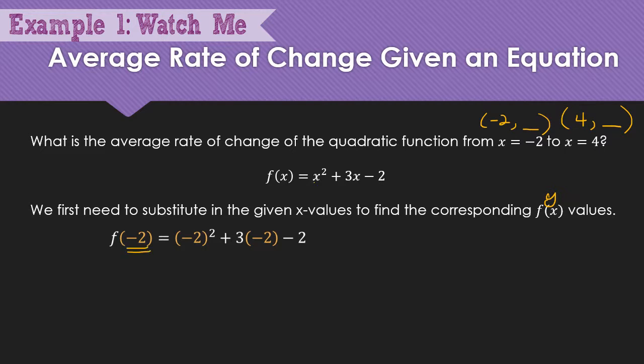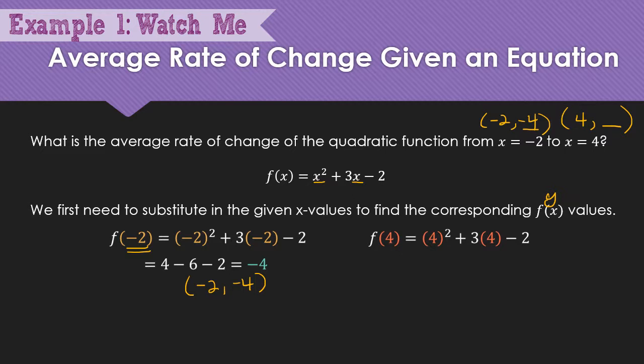So I plug in -2 everywhere that I see an x. So -2 squared plus 3 times -2 minus 2. When we simplify that, we end up with 4 minus 6 minus 2, and that simplifies to -4. So this point here, if I write it out, is -2, -4, or I could fill it in up here. I'm just finding that y value.